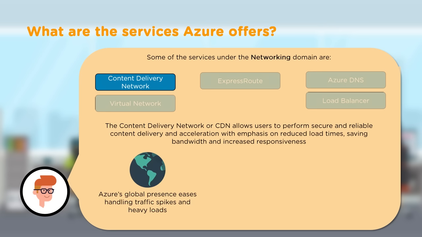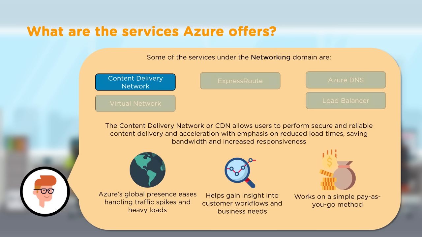That's one advantage you get with a content delivery network: we can handle spikes and heavy loads very efficiently. We can also run analytics against the logs that get generated in the content delivery network, which helps in gaining good insight on the workflow and what the future business need for that application would be. And just like a lot of other services, this is pay-as-you-go. So you use the resource first and then you only pay for what you have used.